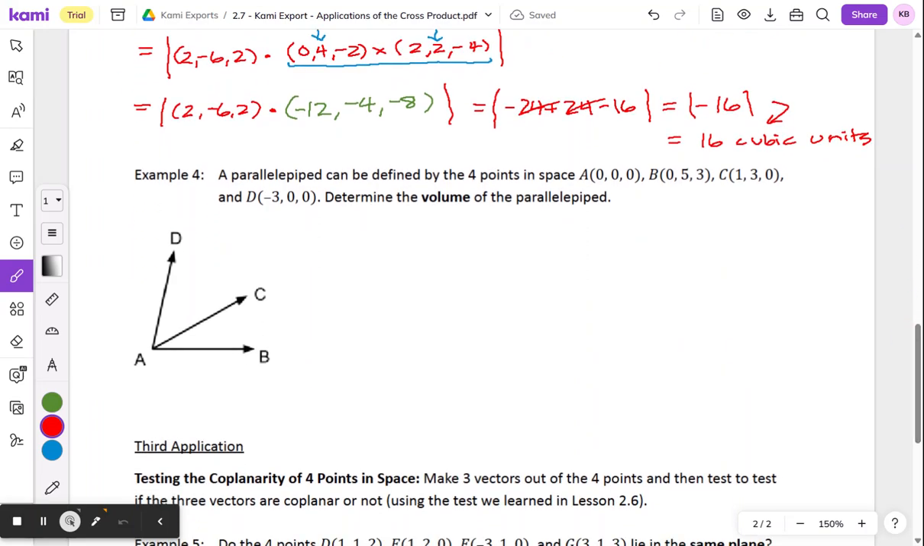Okay, so this is the same, except now I've been given points in space. All right, so what makes this easier for us is that my A, which is where they all start, is the origin. Okay, so it will be really easy to know the vectors because these are just going to be position vectors.